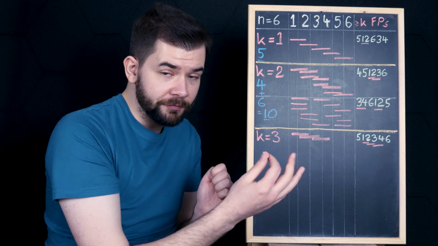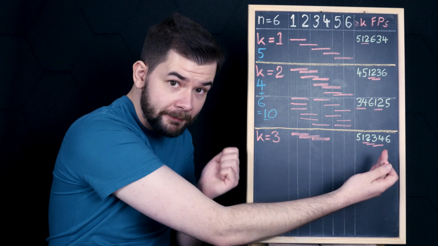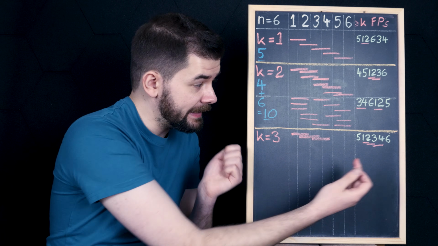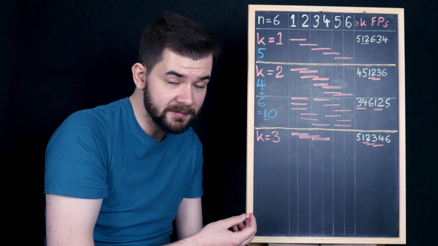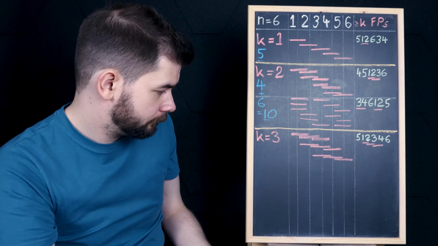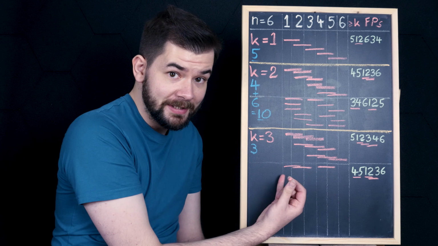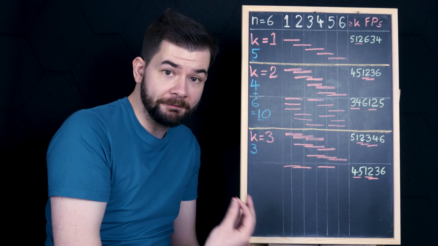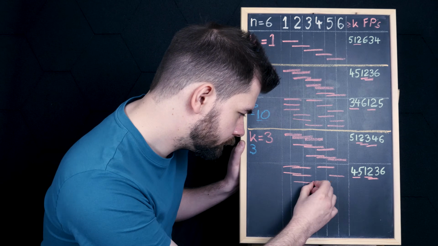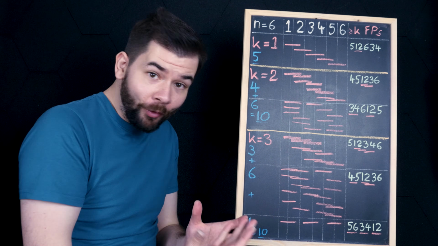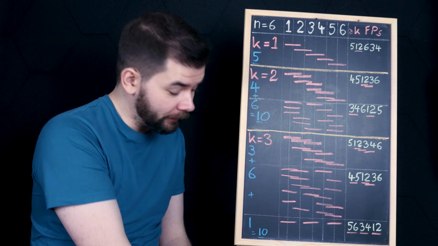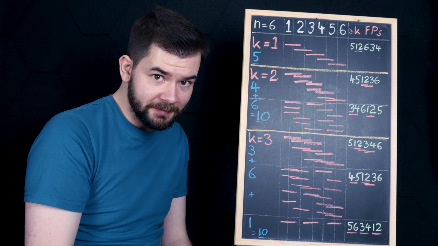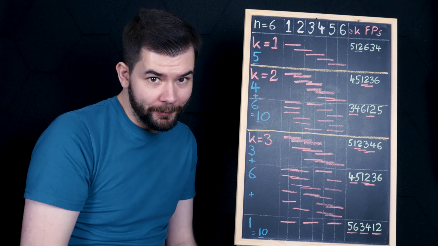So for k equals 3, we could have that all 3 forbidden pairs are smushed together in a triple smushing, like in 5, 1, 2, 3, 4, 6, and there are 3 possibilities for that. Or we could have 2 smushed together and 1 single, like in 4, 5, 1, 2, 3, 6, and there are 6 possibilities for that. Or we could have that all 3 forbidden pairs are independent, like in 5, 6, 3, 4, 1, 2, and there is 1 possibility for that, which does indeed bring our total to 10.